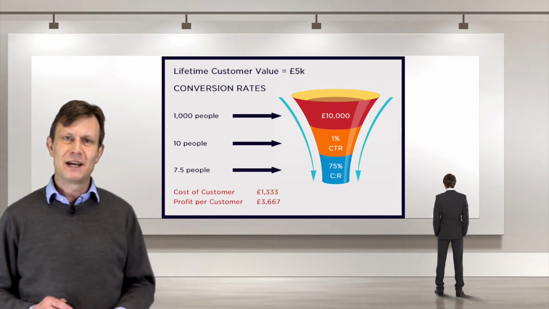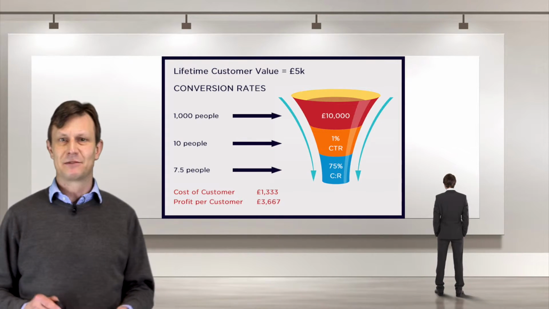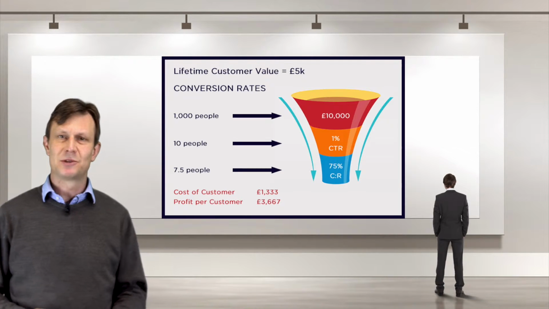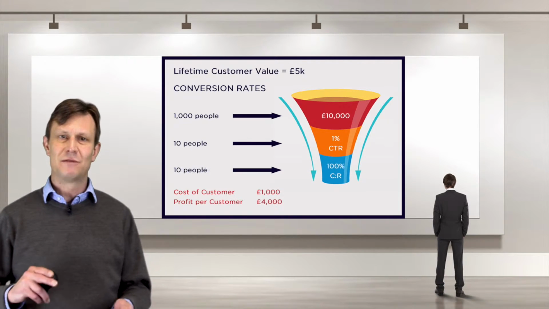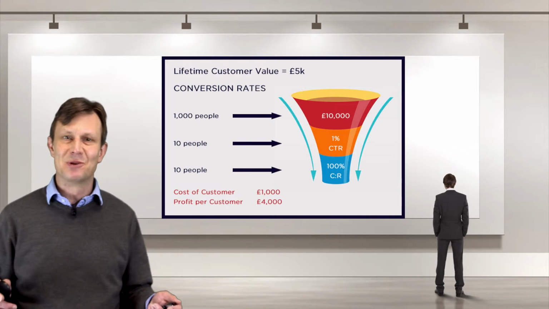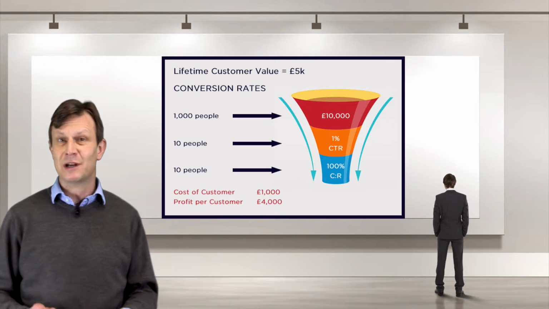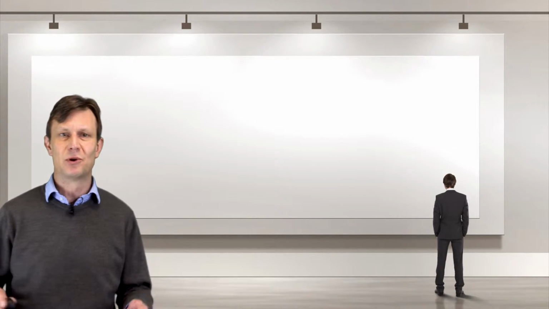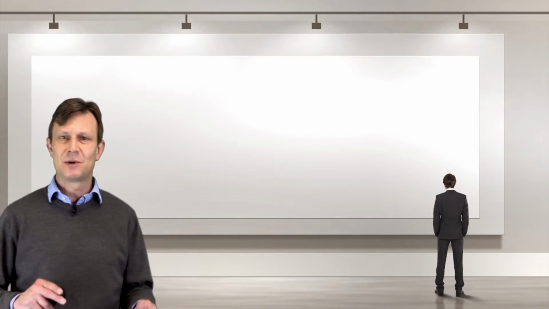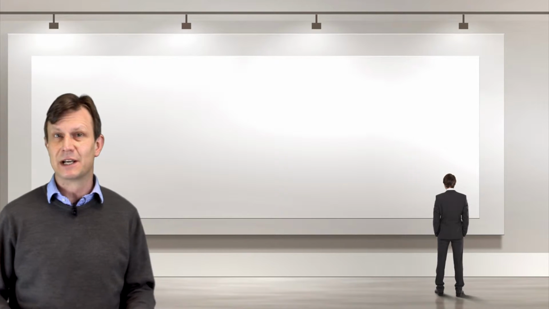Increasing our conversion rate to 75%, i.e. 7.5% of customers, gives us a cost per acquisition of 1,333, whereas increasing the conversion rate to 100% gives us a cost per acquisition of 1,000 and a profit would be 4,000. So we've got to look at where we need to improve, i.e. do we need to increase our audience, our click-through rate or our conversion rates?